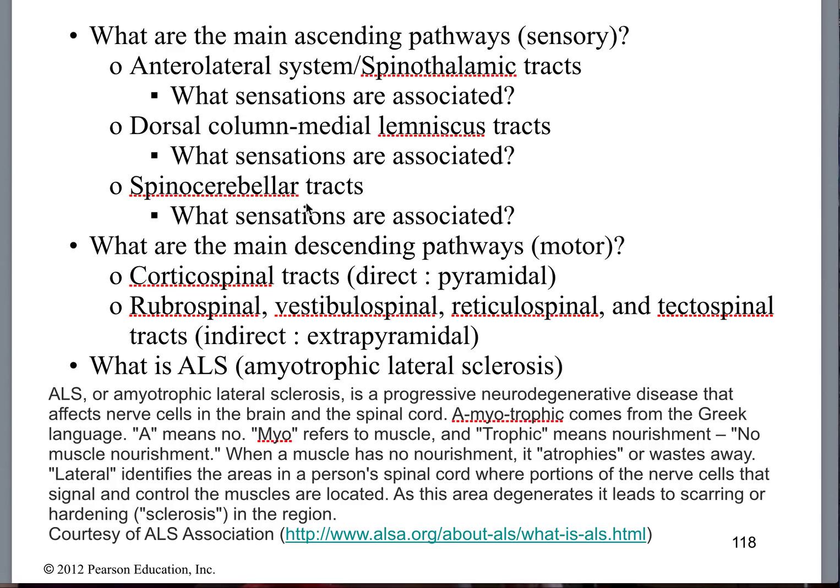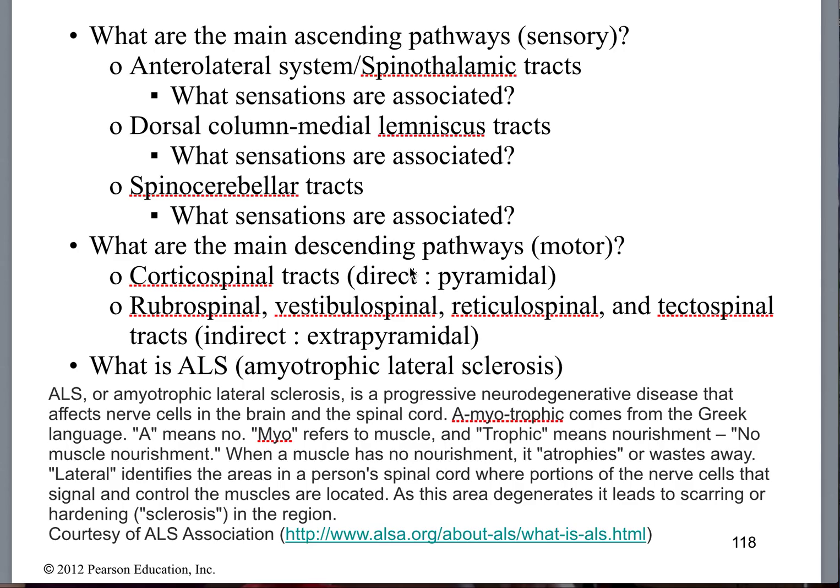The two proprioceptors that I constantly harp on you guys with are the muscle spindle fibers for detecting stretch in a muscle, and the Golgi tendon organ, which detects tension in a tendon. And then there's a third one, but I'm not going to test you guys on that. That one's in the joint capsule.